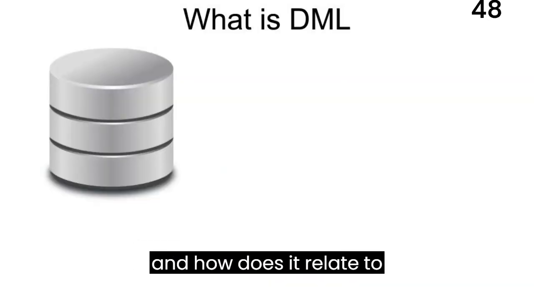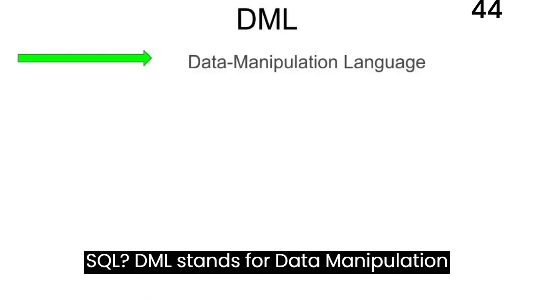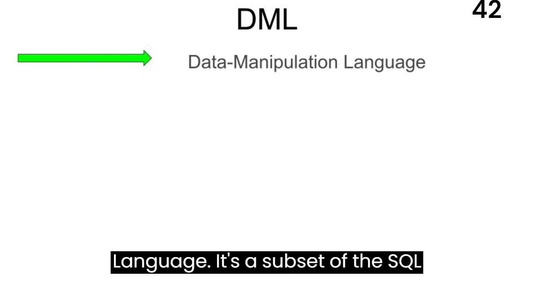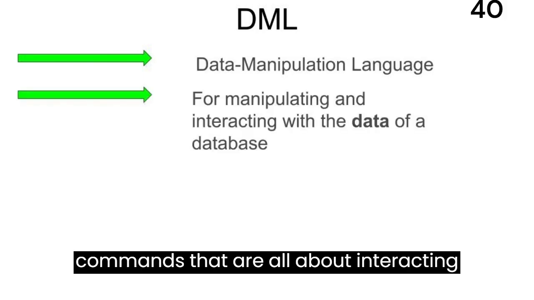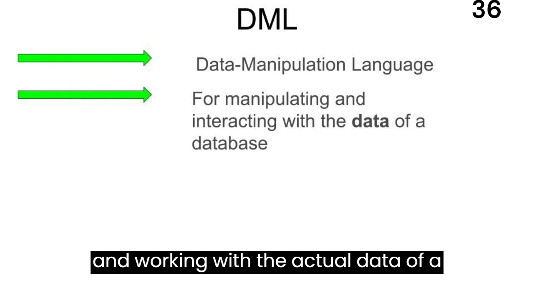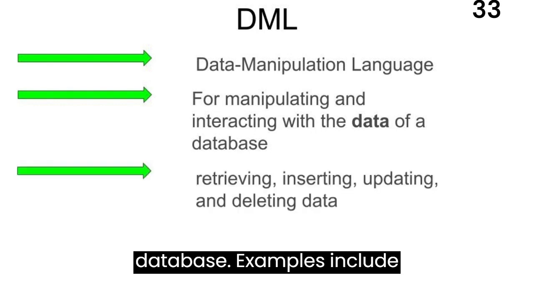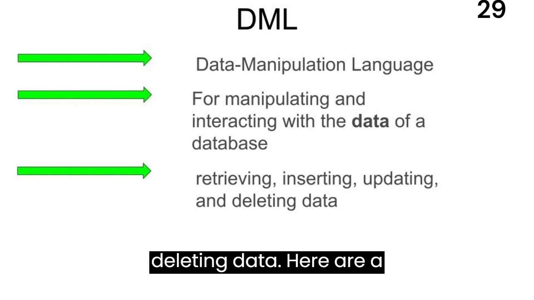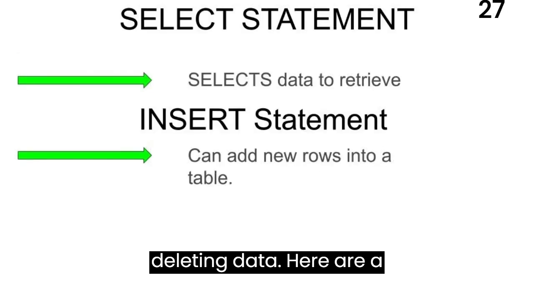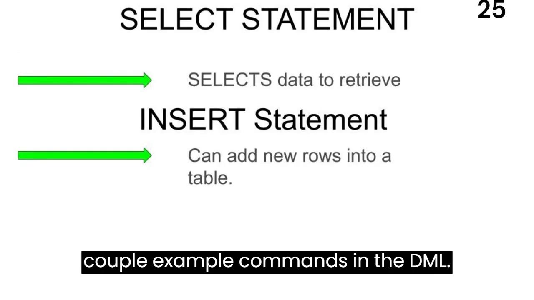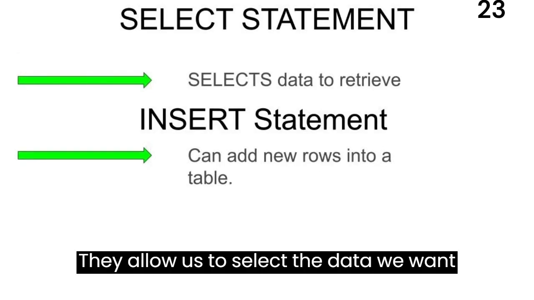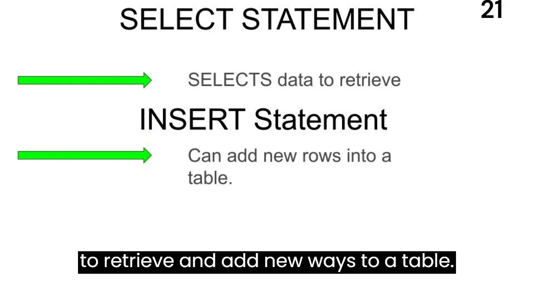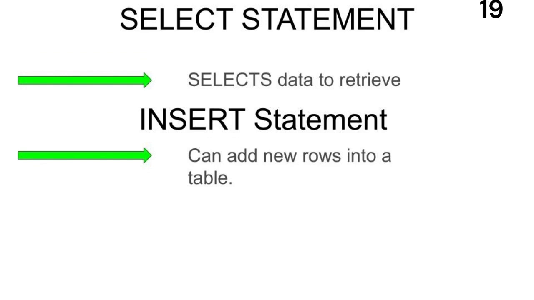So, what is the DML, and how does it relate to SQL? DML stands for Data Manipulation Language. It's a subset of the SQL commands that are all about interacting and working with the actual data of a database. Examples include retrieving, inserting, updating, and deleting data. Here are a couple example commands in the DML. They allow us to select the data we want to retrieve, and add new rows to a table.